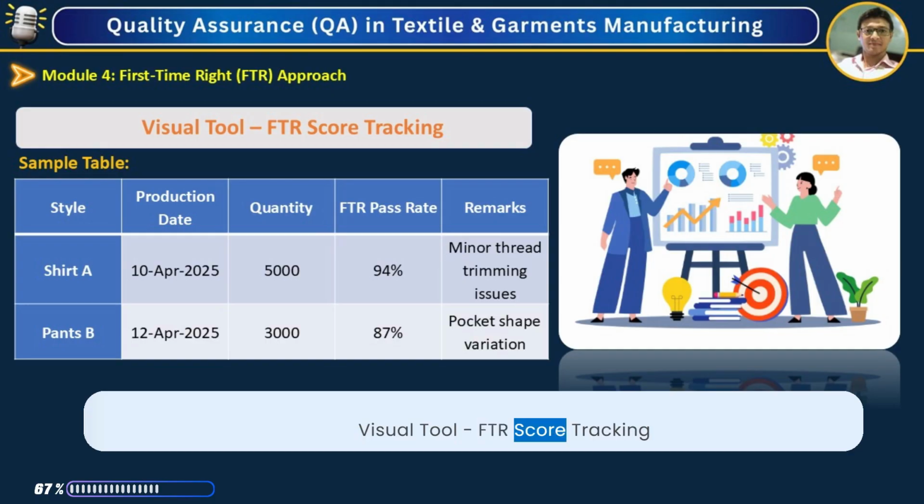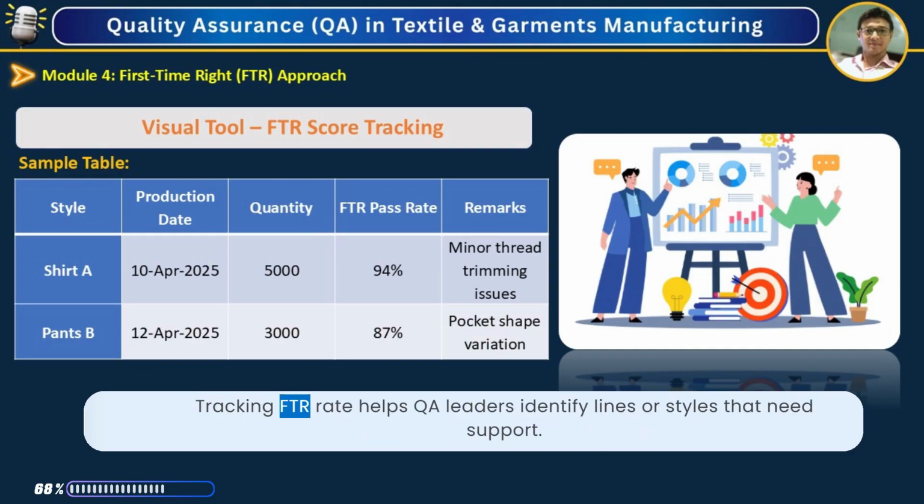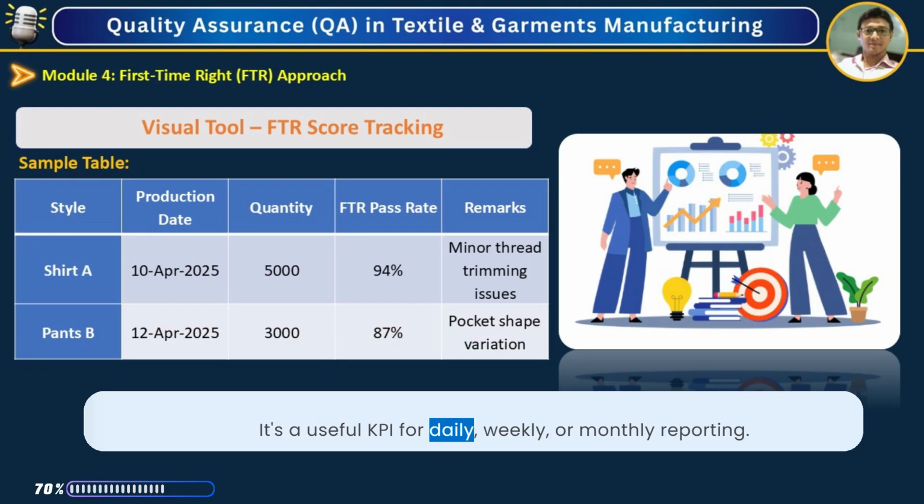Visual tool, FTR score tracking. Tracking FTR rate helps QA leaders identify lines or styles that need support. It's a useful KPI for daily, weekly, or monthly reporting. Sample table. Style. Shirt A. Production date. 10th April 2025. Quantity. 5,000. FTR pass rate. 94%. Remarks. Minor thread trimming issues.